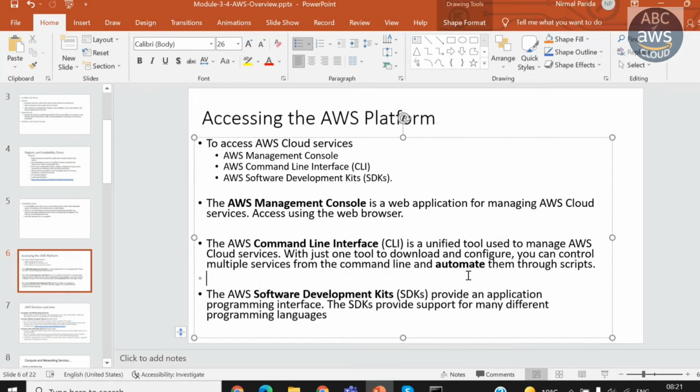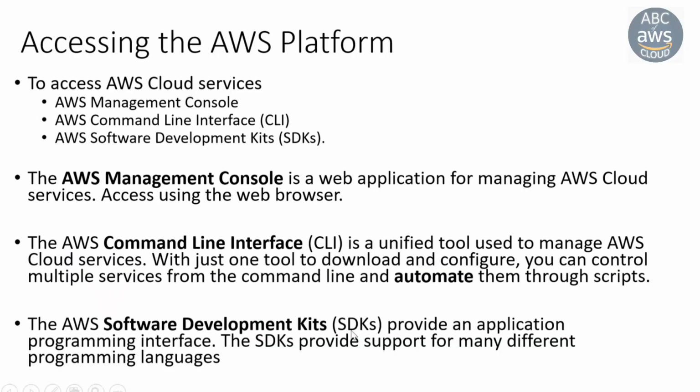It provides an application programming interface. The SDKs provide support for many different languages. This SDK is also a piece of software, so you can download it and use it in your programming language. Suppose you are using Java or .NET, you can integrate this software into your language and your IDE. They have provided some APIs, some functions, and using those functions you can also connect to your AWS environment and access those services.